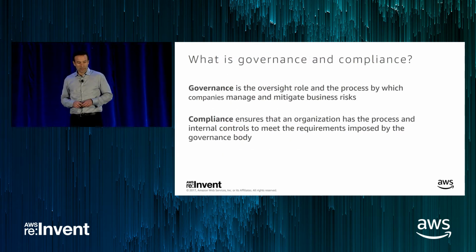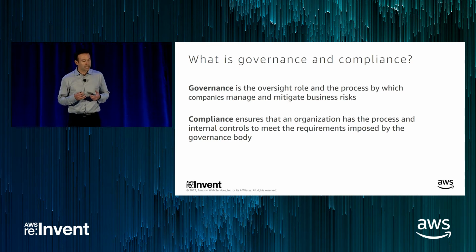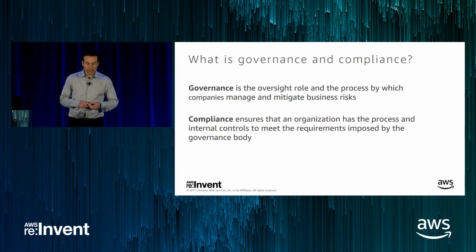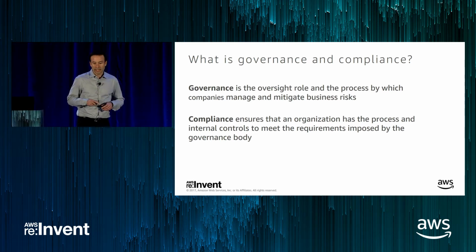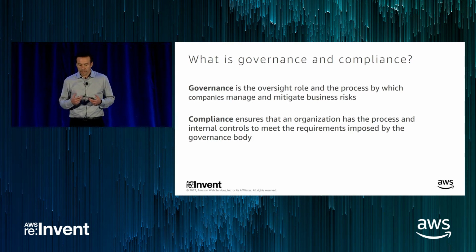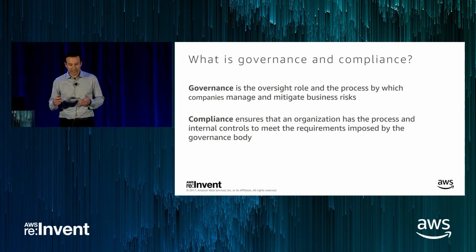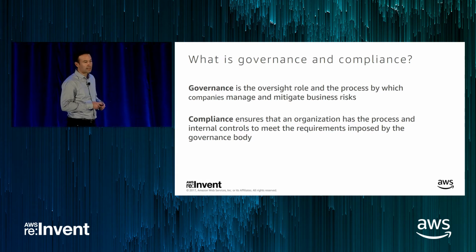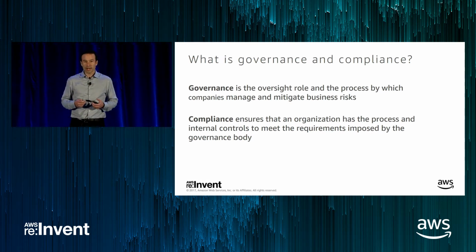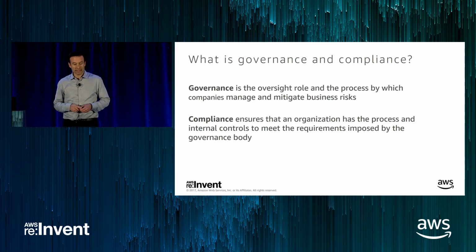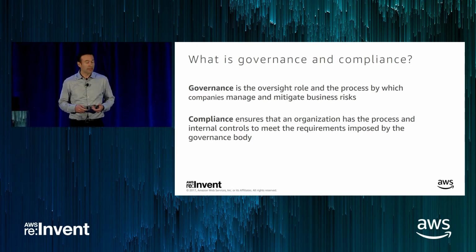So one of the first things we really want to do is define, again, governance and compliance. Governance in the broad sense is really the oversight role and the process by which companies can manage and mitigate their business risk. And that's really what it's about. It's about the business risk behind it. In the case of IT, it puts a structure on how organizations align their IT strategy with minimizing that business risk. Now, compliance, on the other hand, really helps us ensure that an organization has the processes and the controls in place to meet the requirements that are set forth by the governance body.